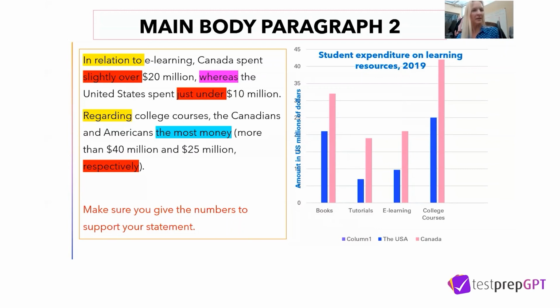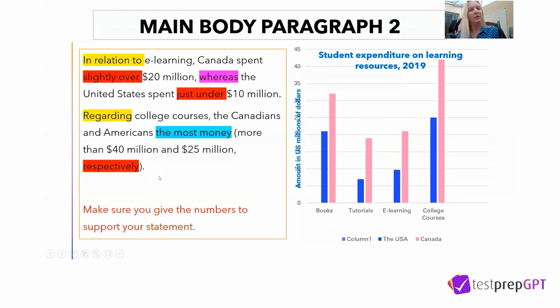In the second sentence, I do the same thing. I use a linker to refer to the final product, college courses, and I make a comparison. But in this case, we say that the Canadians and Americans spent the most money. And then I give the figures, $40 million and $25 million respectively. Now, respectively means in order. So the Canadians spent $40 million and the Americans spent $25 million.